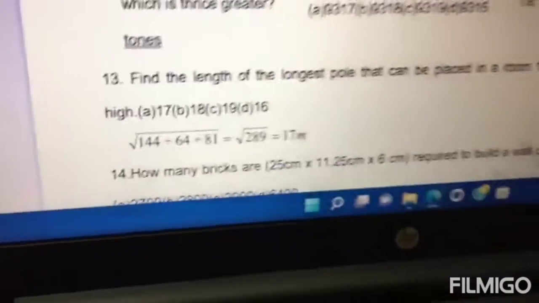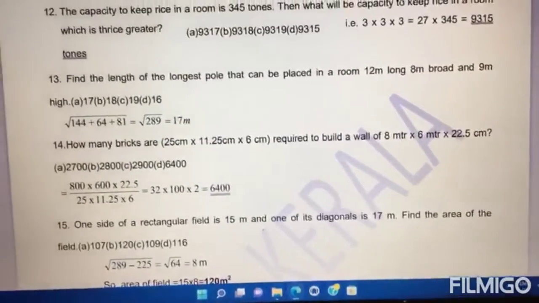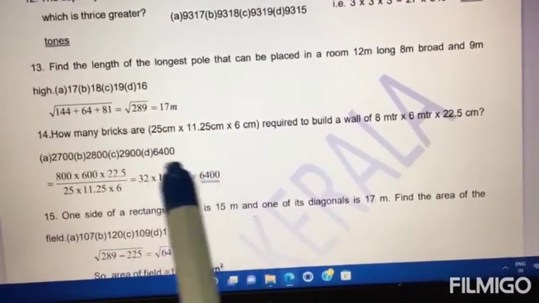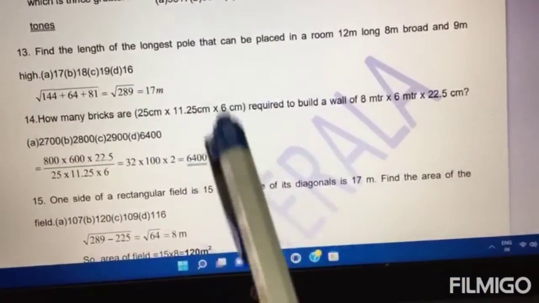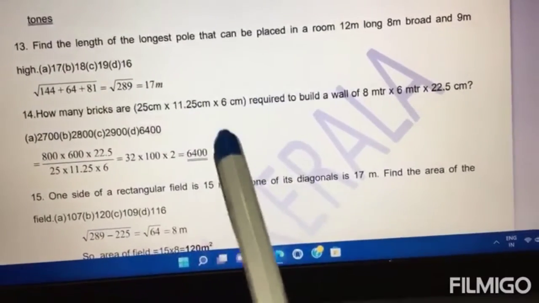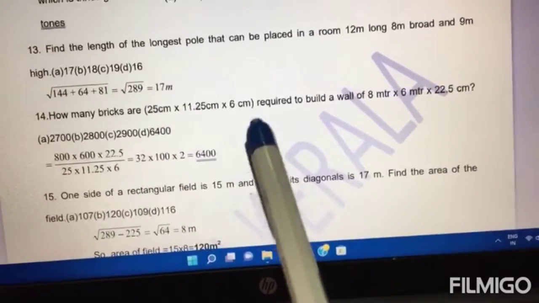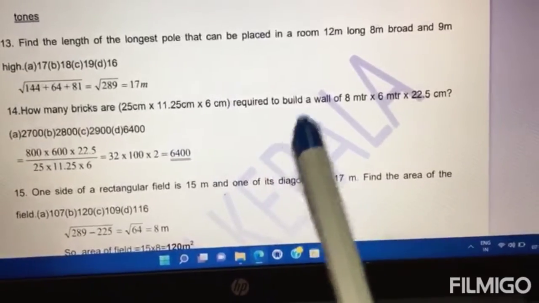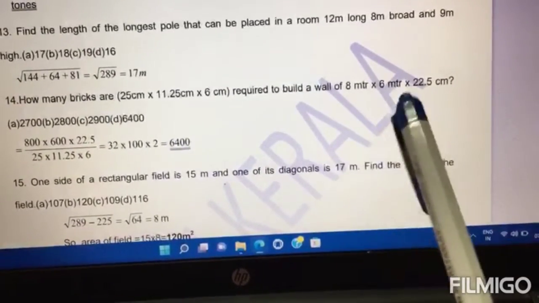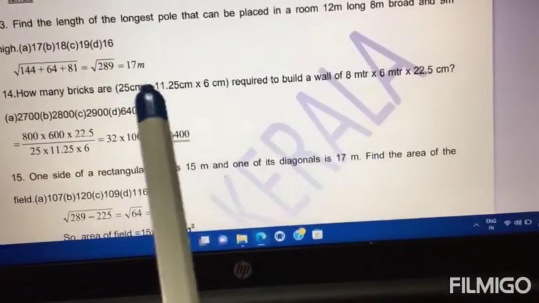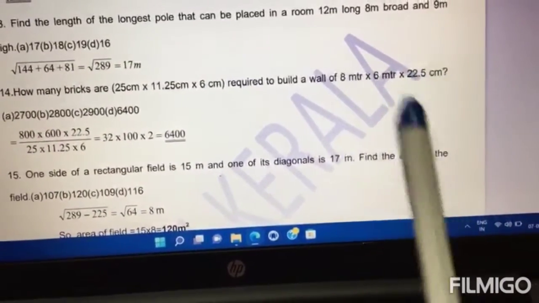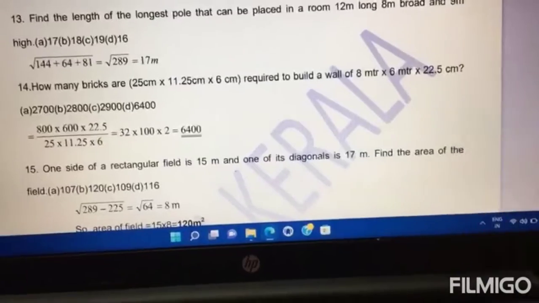Okay. Number 14. How many bricks, which are 25 centimeters into 11.25 centimeters into 6 centimeters. These are the length, breadth and height of the brick. Remember, brick is a cuboid. Is required to build a wall of 8 meters, 6 meters and 22.5 centimeters. First of all, see that the units are all the same. They should be the same. You have to convert it.